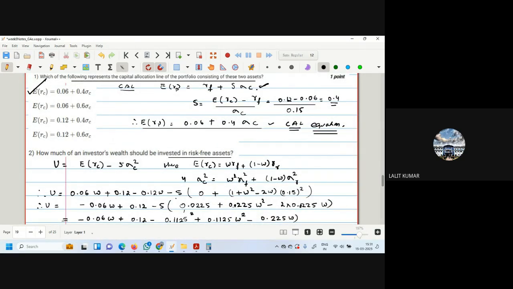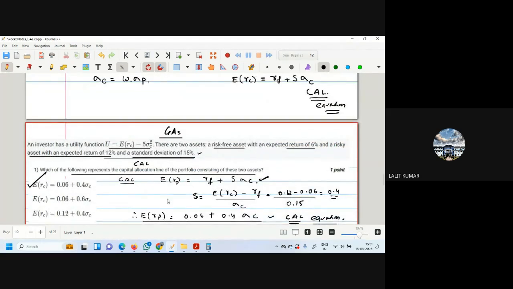How much of an investor's wealth should be invested in risk-free assets? Here the question is the same, so now we will utilize this utility function. Without remembering the formula, what do we do? We make the utility function equal to ERC. ERC I can write down as RF plus W into expected RP minus RF, minus 5 sigma C squared. Sigma C squared is nothing but W squared into sigma P squared. Now to find the optimal W, I take dou U by dou W and set it to 0.